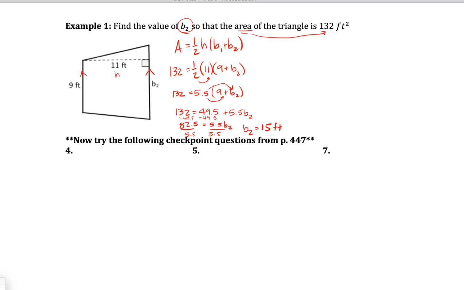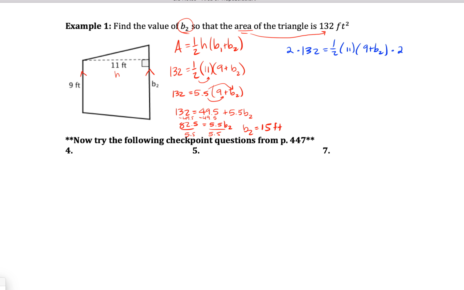Let me show you another way you could do this. So I have 132 equals 1/2 of 11 times 9 plus B2. I'm just rewriting this original equation that I had right here. Now I'm going to deal with this 1/2 by multiplying both sides of my equation times 2.